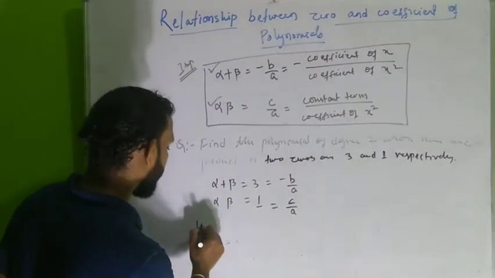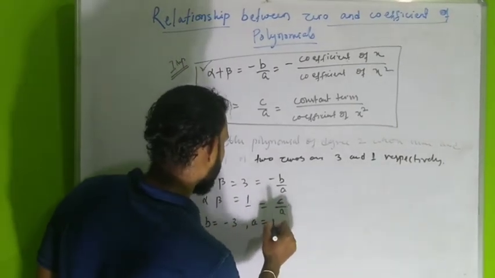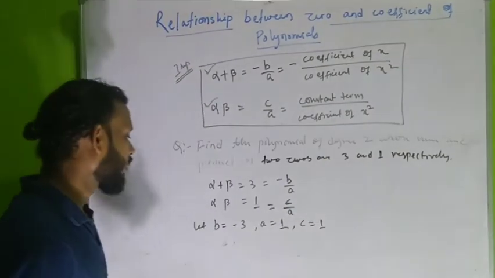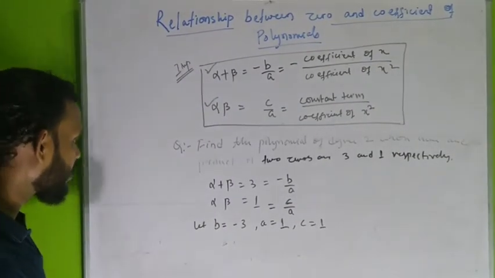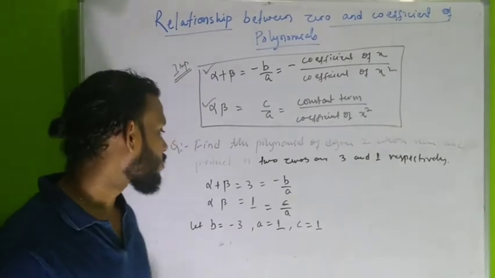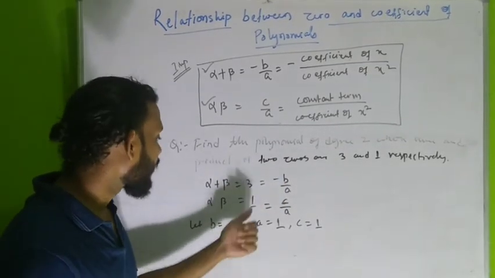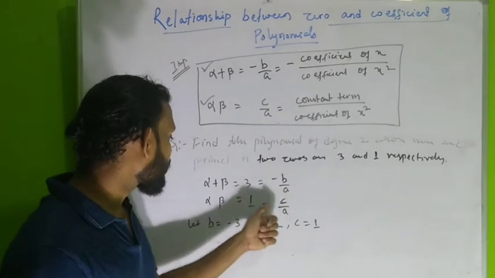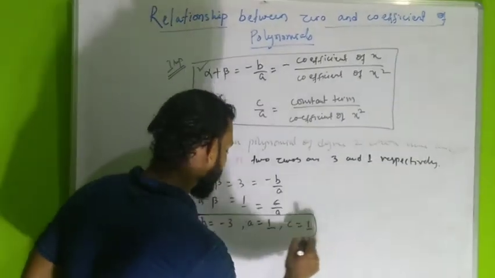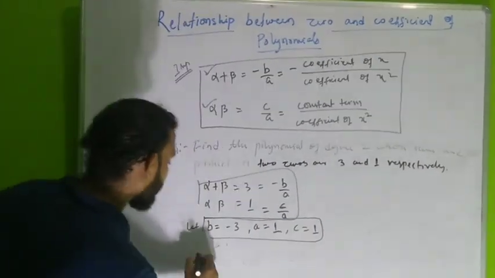So let b be equal to minus 3, a equal to 1, c equal to 1. You can see if b is equal to minus 3, a is equal to 1 and c is equal to 1, then minus b by a, that means minus 3 by 1, is equal to 3, and 1 by 1 is equal to 1. So this value of a, b, c satisfies this relation. Now what will be my polynomial?